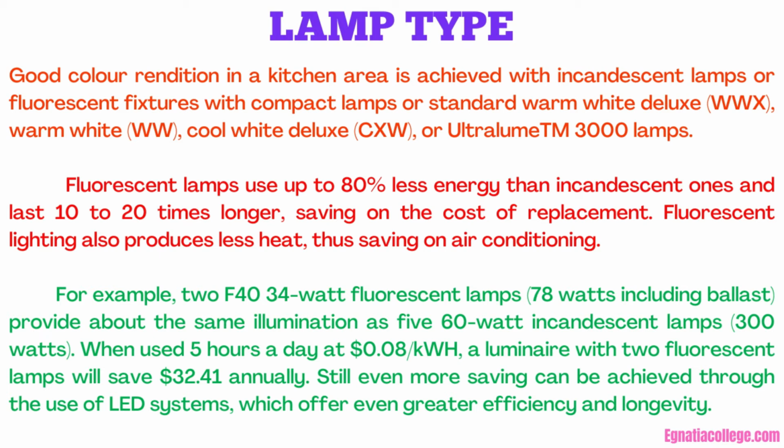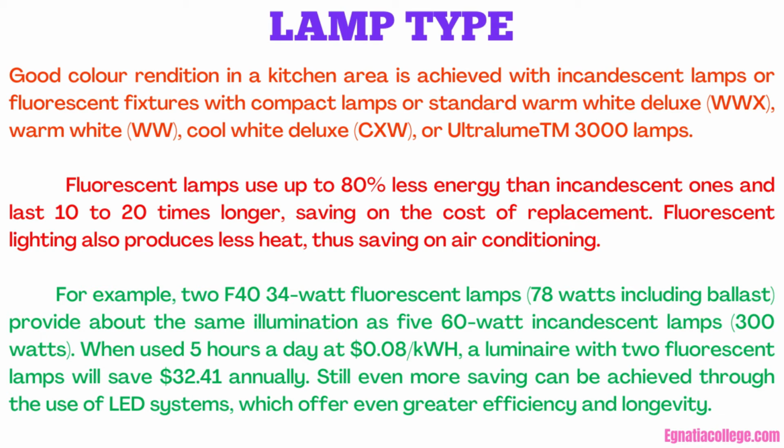Fluorescent lamps use up to 80% less energy than incandescent ones and last 10 to 20 times longer, saving on the cost of replacement. Fluorescent lighting also produces less heat, thus saving on air conditioning. For example, 2 F40 34-watt fluorescent lamps, 78 watts including ballast, provide about the same illumination as 2 incandescent lamps at 300 watts. When used 5 hours a day at 8 cents per kilowatt hour, a luminaire with 2 fluorescent lamps will save $32.41 annually. Still, even more saving can be achieved through the use of LED systems, which offer even greater efficiency and longevity.